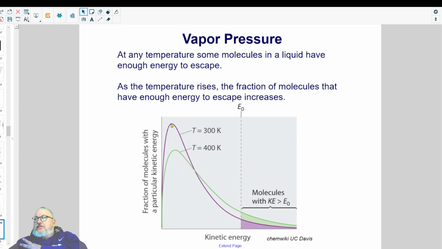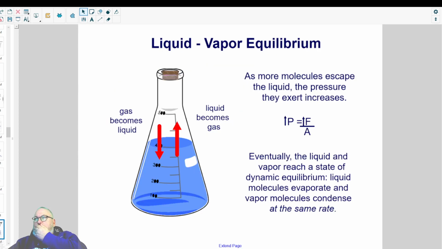So this is the fraction of molecules with enough kinetic energy to escape. So at a temperature of 300 K, there's a whole bunch of stuff escaping. Now this is just the numbers. This is the E sub 0, E naught. Okay, and these are the molecules that have enough kinetic energy to escape. Right? They're moving quicker.